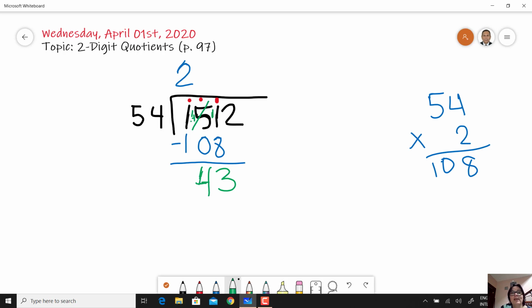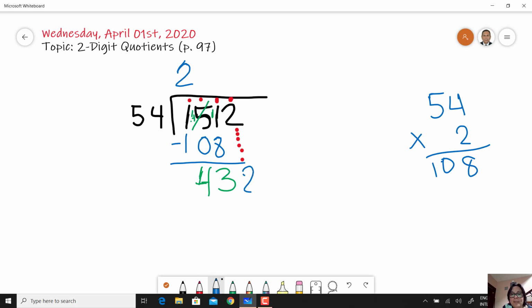So if you see 43 is less than 54, that means that our division is correct because the remainder has to be less than the divisor. But now we have to, no, we cannot check yet. Look what we have in the dividend. Did we finish dividing? No, not yet. Because here we have number 2. So we have to bring number 2 down.